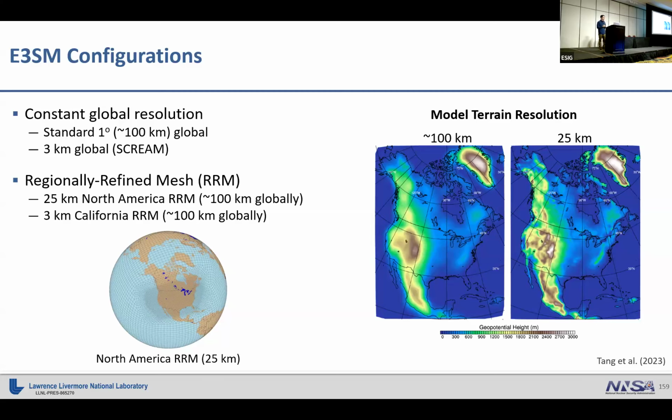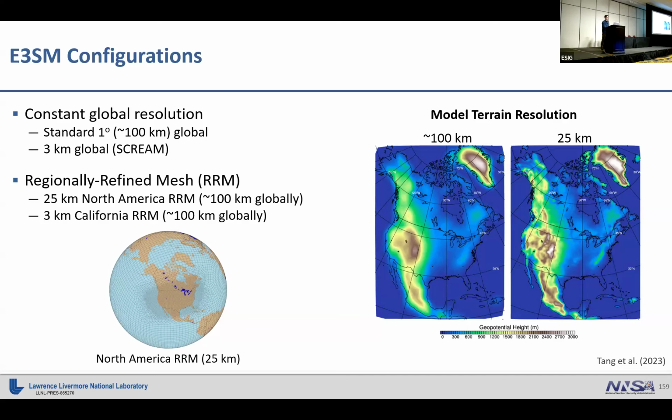As kind of an in-between to those relatively standard global model setup and the very high resolution global model setup, we have what's called the regionally refined mesh or RRM capability, and that allows us to selectively refine the grid in a region of interest. So we have two setups that I'll talk about today. One is a 25-kilometer North America RRM.